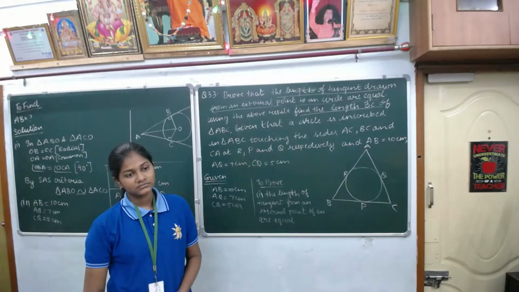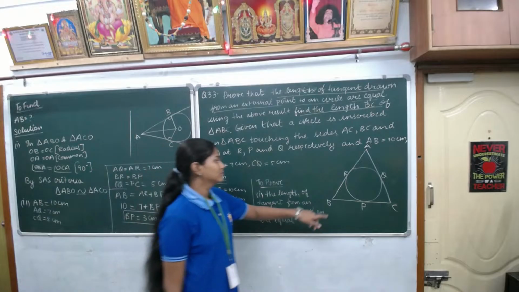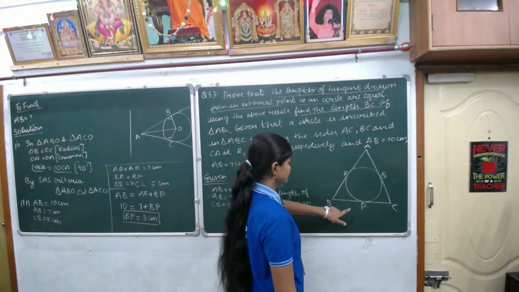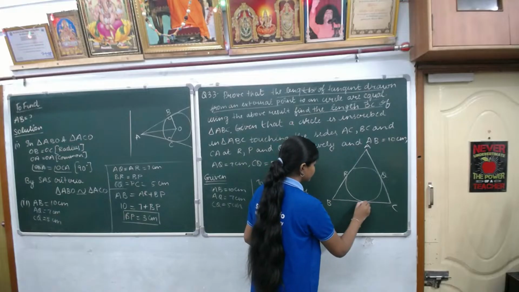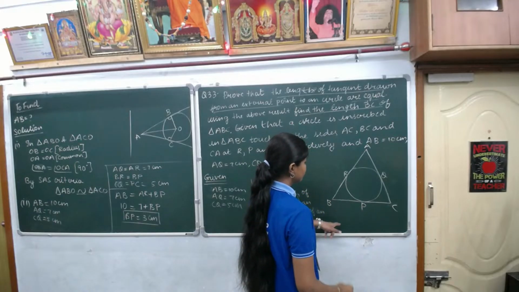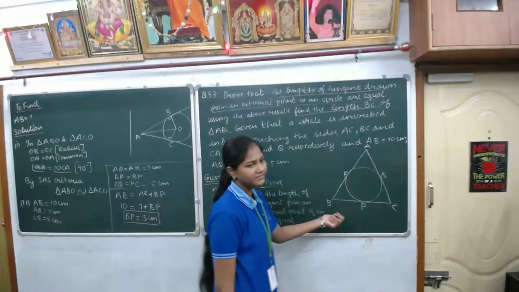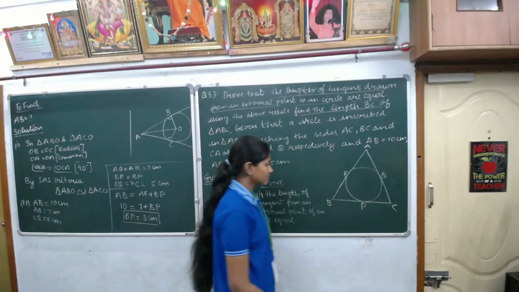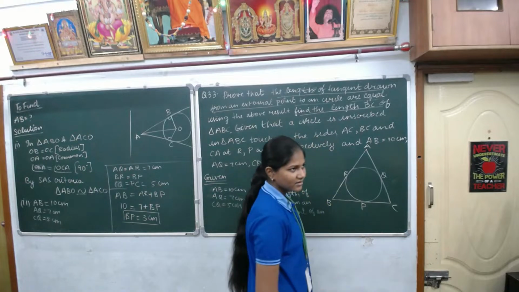Can you identify the tangents here? BR and, can you draw? R and P are the two tangent points, the points of contact. R and P, mention that.